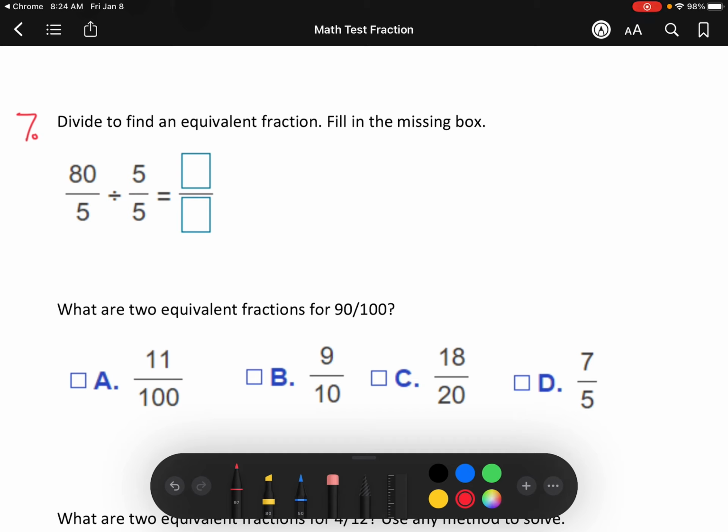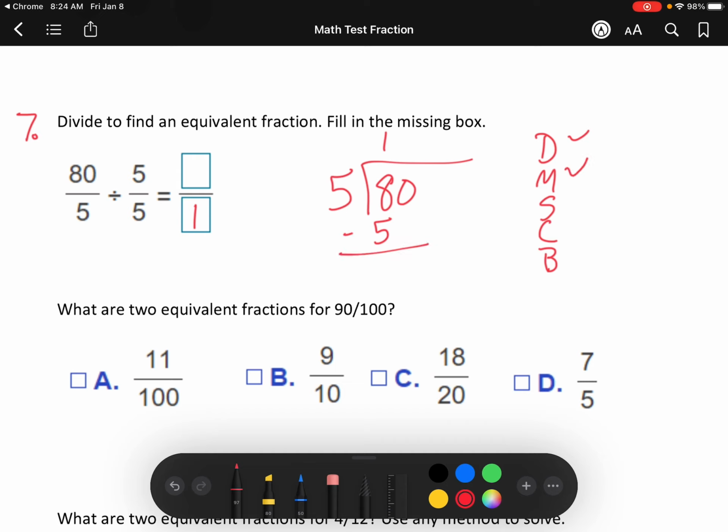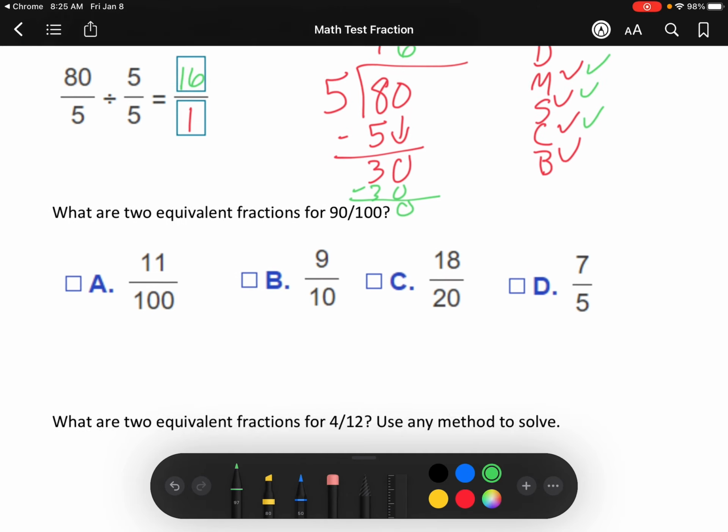Well, I know 5 divided by 5 is 1. And 80 divided by 5, I need to write that out. So that's going to be 5 goes into 8 one time. Multiply, and I get 5. Now I subtract and get 3. I check 3 is less than 5, so I can bring down. And now I can repeat my steps. 5 goes into 30 6 times. Multiply, 6 times 5 is 30. Subtract. Check, 0 is less than 5. Bring down, there's nothing to bring down, so my answer is 16. So if you had 16 over 1, you had it correct.